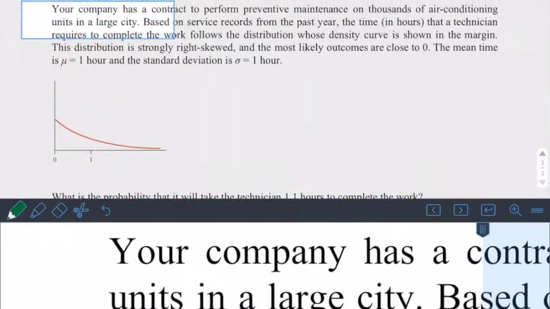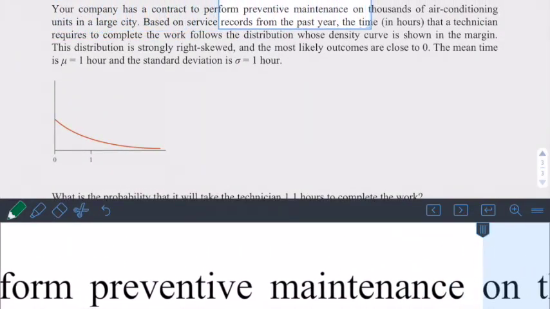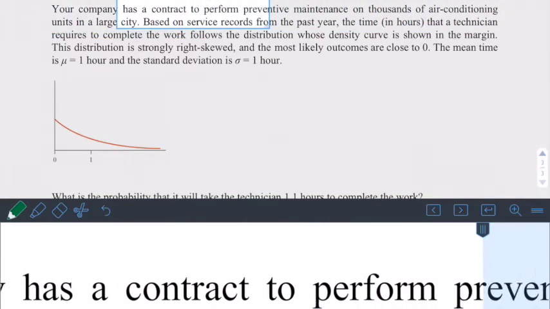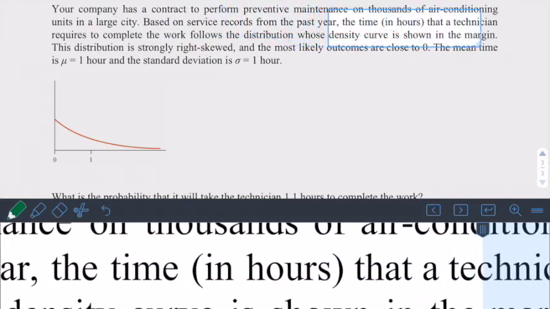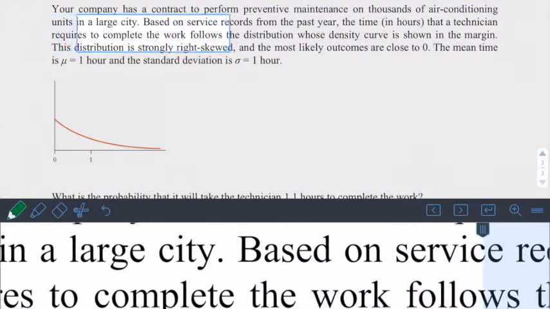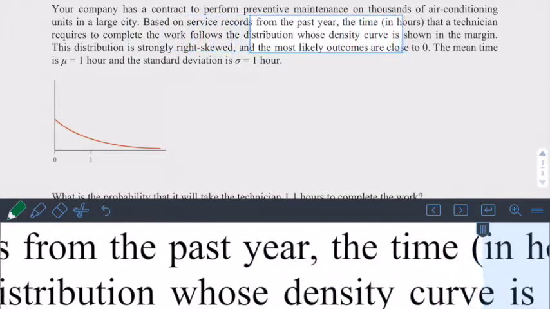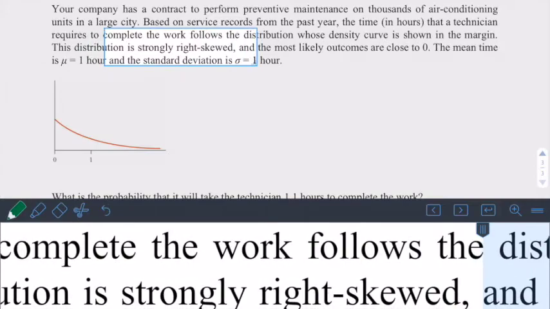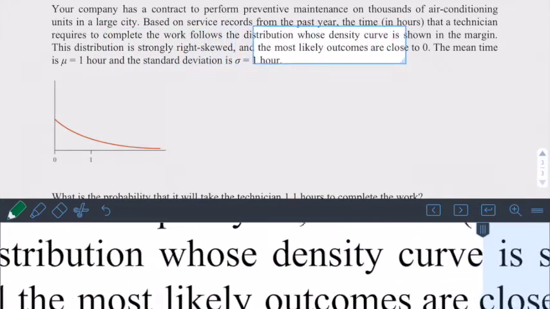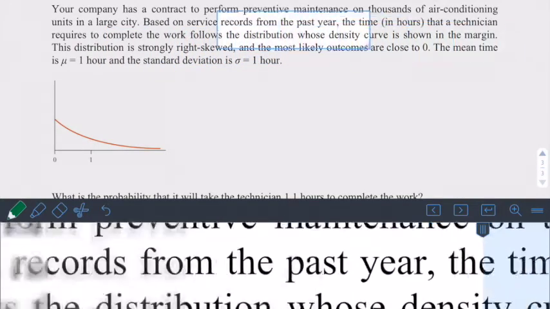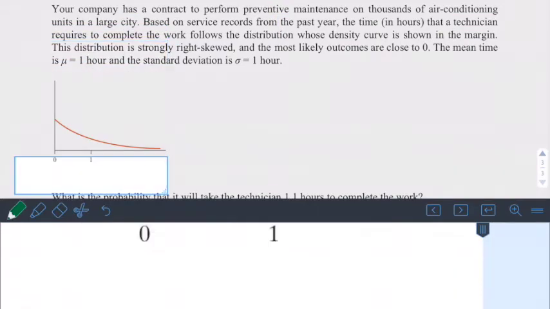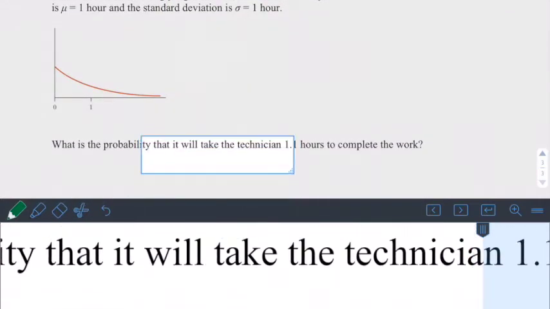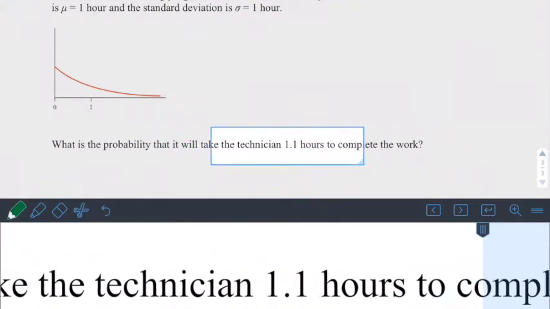Your company has a contract to perform preventative maintenance on thousands of air conditioning units in a large city. Based on service records from the past year, the time in hours that a technician requires to complete the work follows a distribution whose density curve is shown in the margin. This distribution is strongly right skewed, and the most likely outcomes are close to zero. The mean time is 1 hour, and the standard deviation is 1 hour. What's the probability that it'll take the technician 1.1 hours to complete the work?